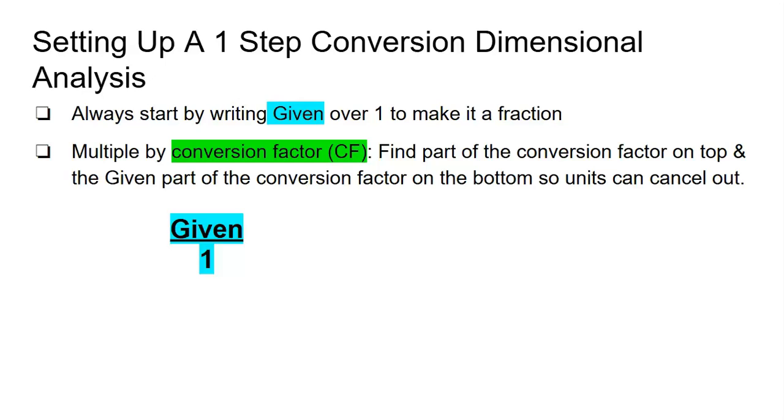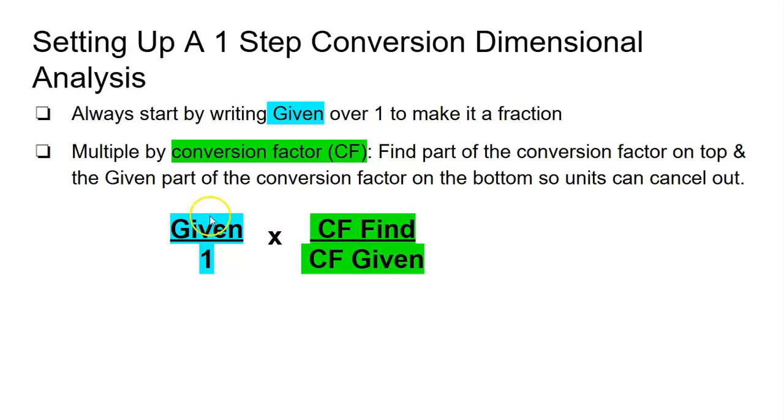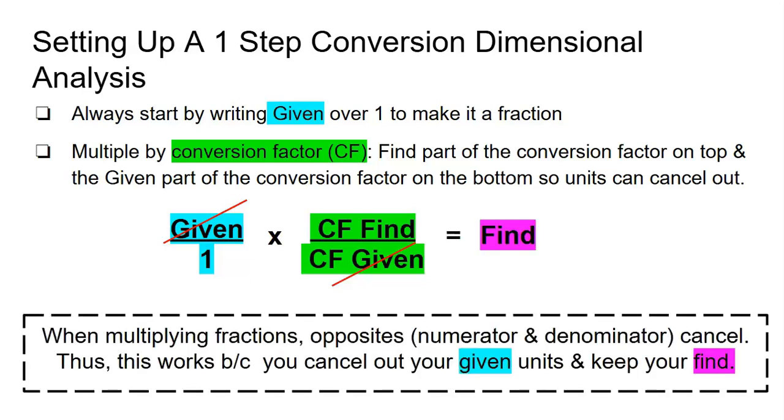We want to make sure this conversion factor fraction is set up so that the units of the given are in opposite positions in the first and second fraction. So the part of your conversion factor that has a unit of your given will be in the denominator, since that's opposite to the numerator. This allows the units of the given to cancel out, leaving you with the units of your find. So the key with the setup is to make sure that the units that you want to cancel out are in opposite positions in separate fractions, one in the numerator and one in the denominator.